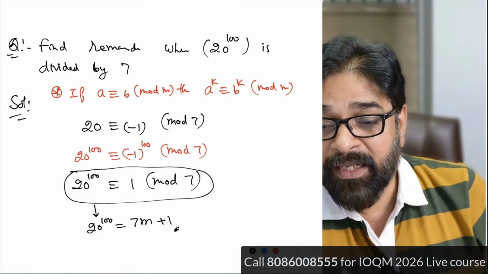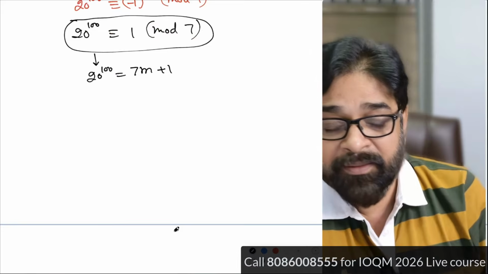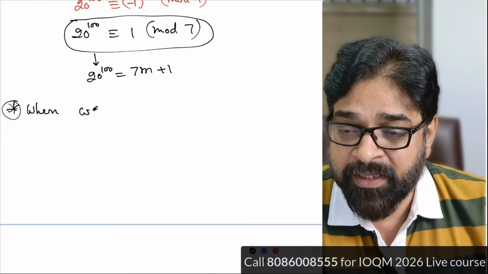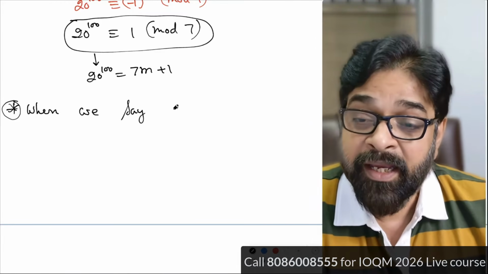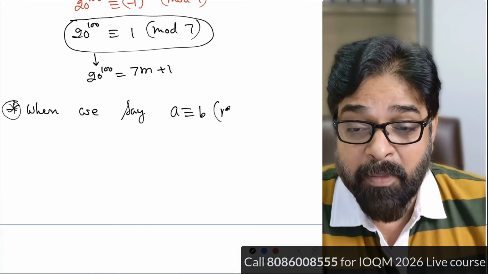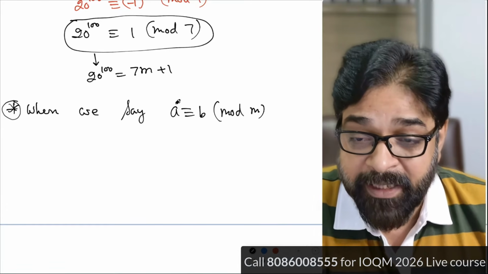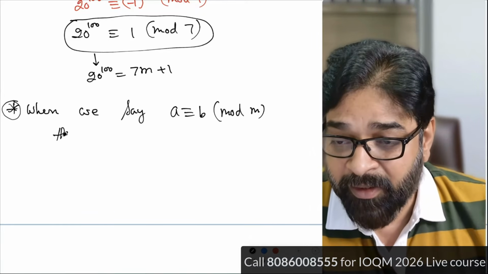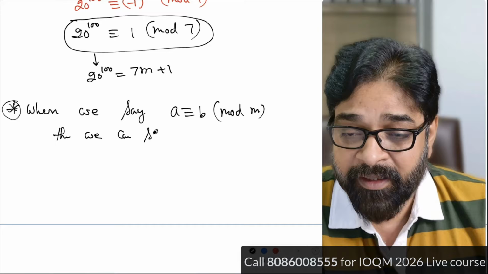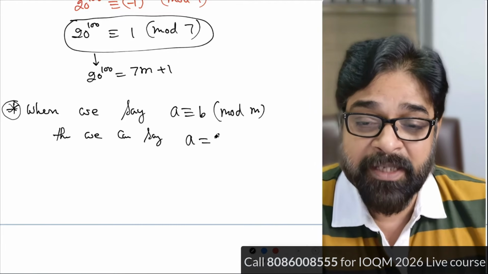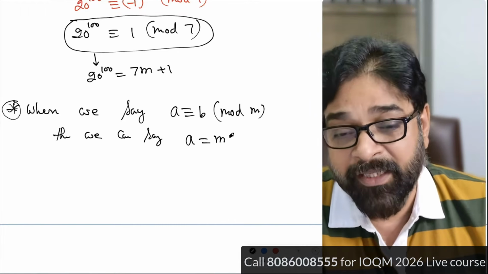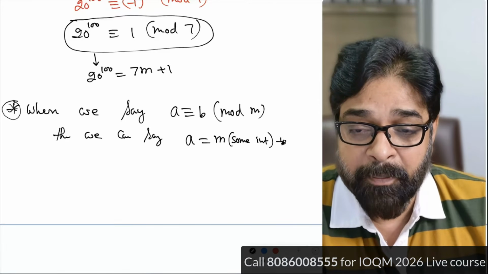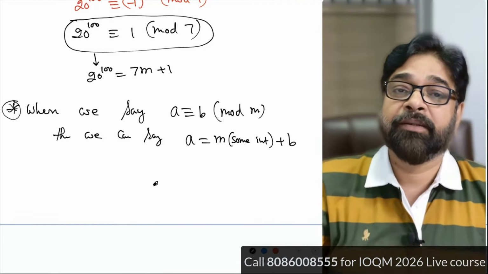So always remember, whenever we say A congruent to B modulo M, that means if you divide A by M, remainder will be B. Then we can say A can be expressed as M into some integer, let's say some integer, plus B. This also you can write. And vice versa.